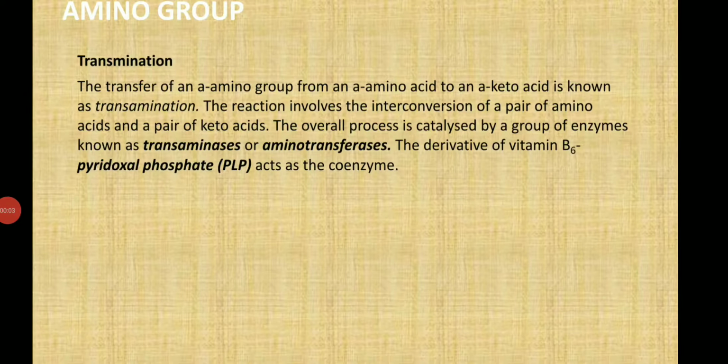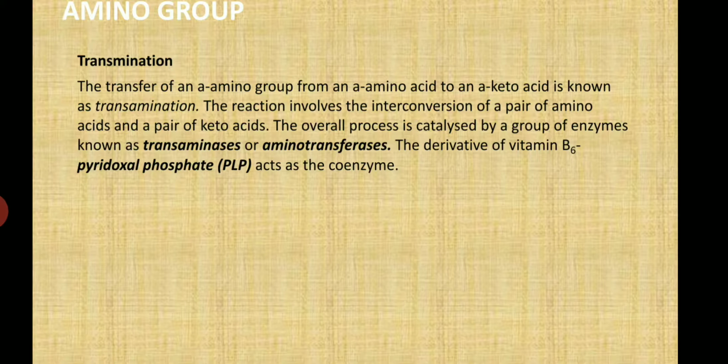Welcome students. Today we will be discussing a very important short note, that is transamination reactions. So how do you define transamination? Transamination is a process in which there is transfer of amino group from one alpha amino acid to one alpha keto acid, resulting in formation of new alpha amino acid and alpha keto acid.